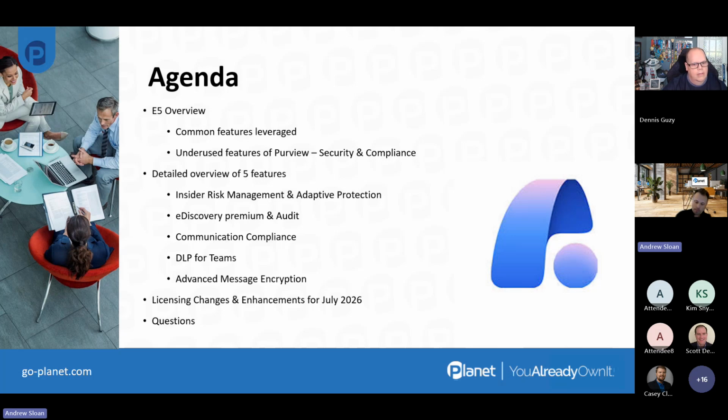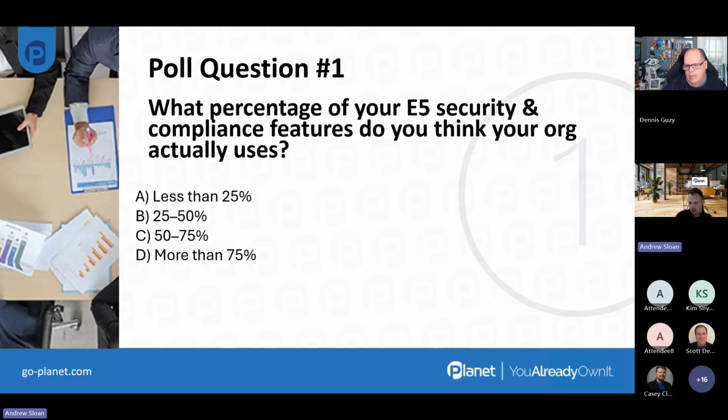Now, while we are mentioning E5 today, we understand that not all of our customers may have an E5 SKU. You may be a government customer with G5 or an academic with A5, but the features we're going to talk about today should have parity across all of those different SKUs. So when we mention E5, just know that.